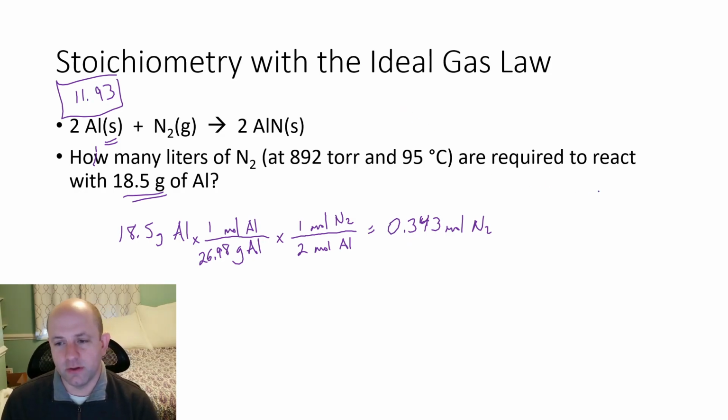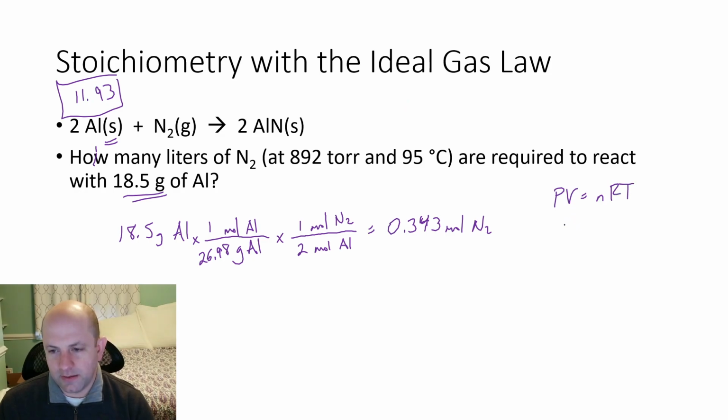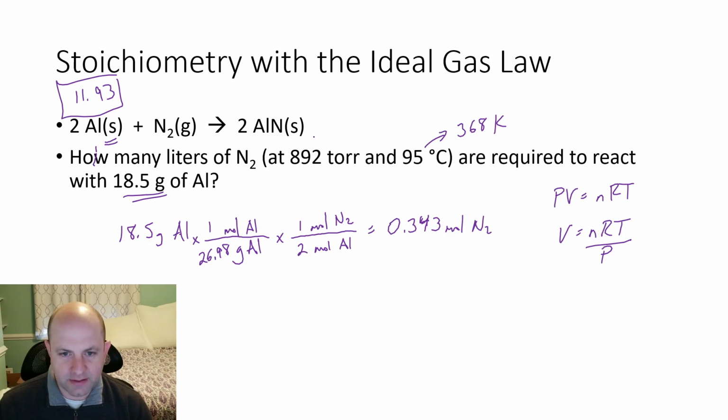I'm going to use the ideal gas law because we have PV equals nRT. And if we rearrange for volume, for liters, we say, okay, volume is moles, which we now have, times R, constant, times the temperature, that we have, all over the pressure, which we have. Now we got to make them the right units again. So for temperature, we'll go ahead and add the 273, which means we're at 368 Kelvin there.